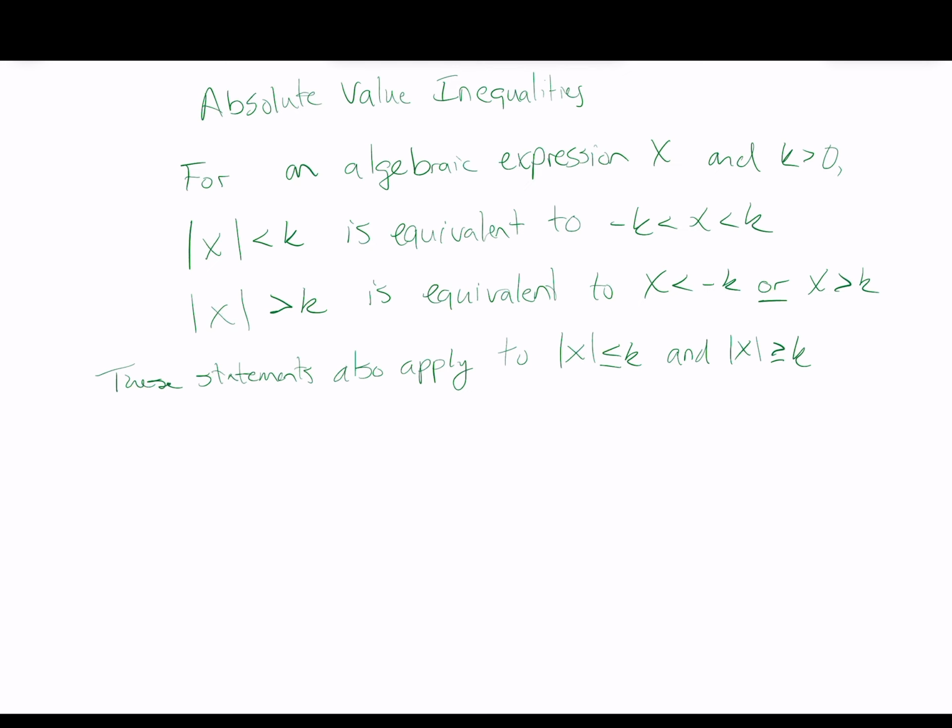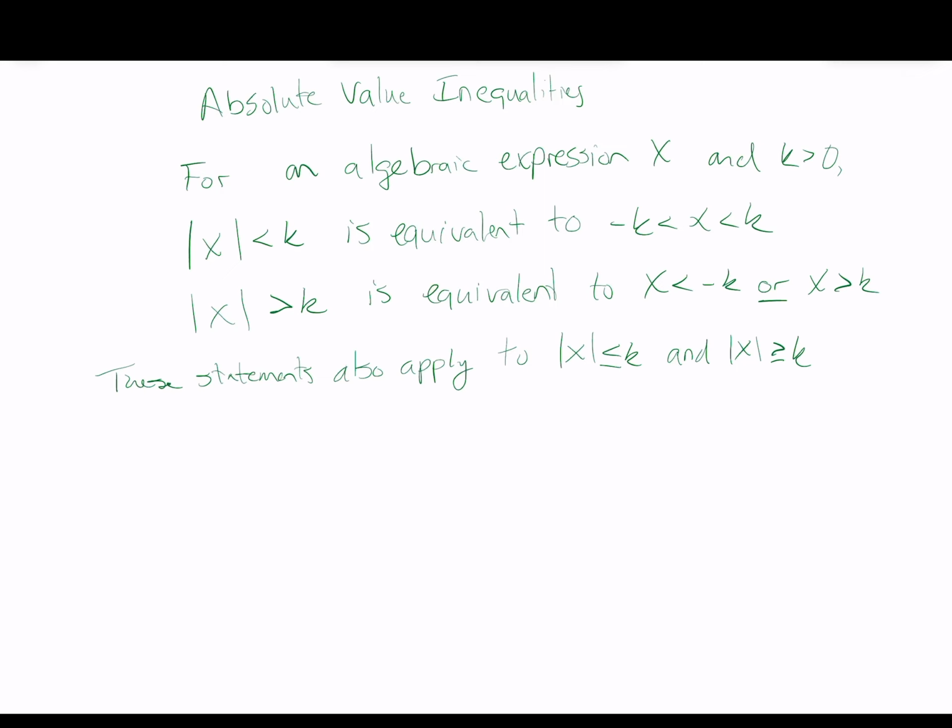Now let's consider absolute value inequalities. If we have an algebraic expression x and k is greater than 0, then the absolute value of x less than k is the same as saying that x is between negative k and k. So when we see the absolute value, we can rewrite absolute value of x less than k as negative k less than x less than k.